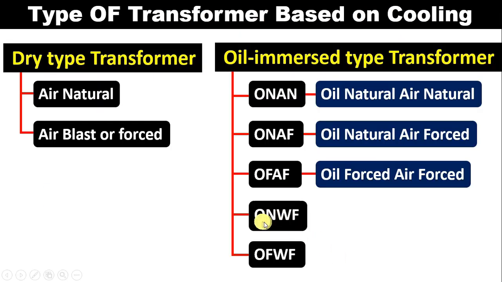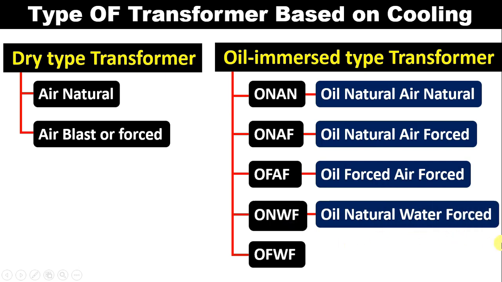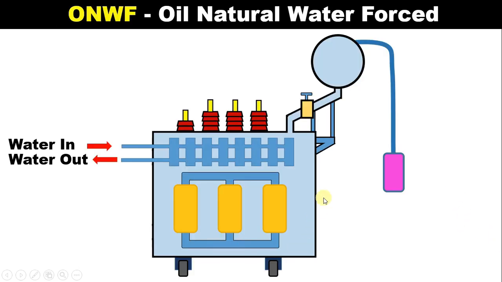After this, here it is written ONWF. Full form of this is oil natural water forced. What is the meaning of this? Let's understand this also. To circulate the transformer oil here, any kind of motor is not used. This is why it is known as oil natural. Now the meaning of water forced written here is that to cool down transformer oil, we use water. I mean with the transformer oil, we install a heat exchanger. In this heat exchanger, water is used. From here, cooled water flows so that the transformer oil gets cooled down. Water which gets hot comes out from here.